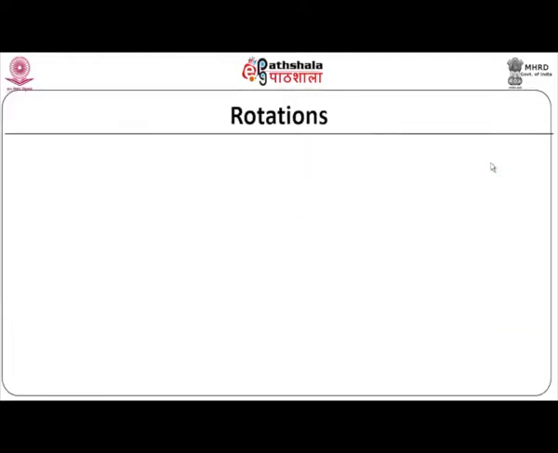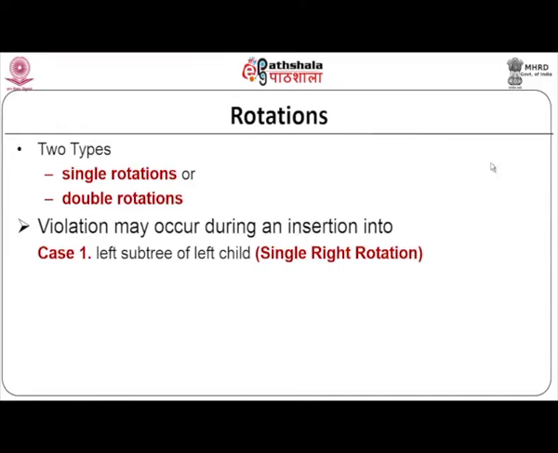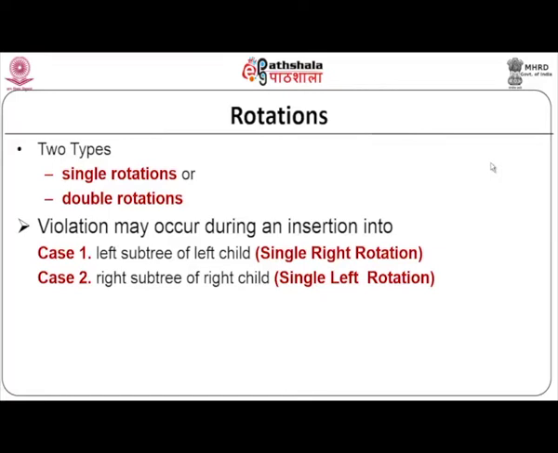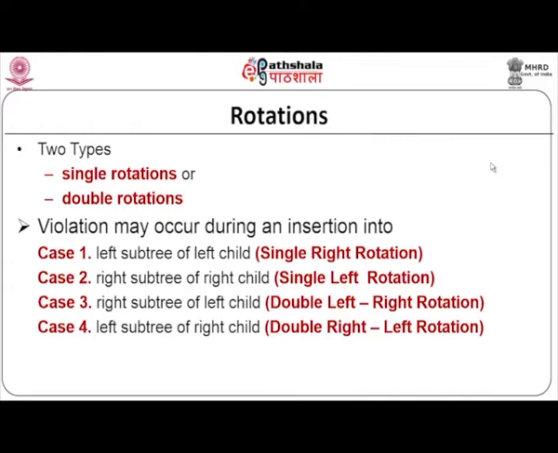Similarly, for left rotation. Now, again there are two types of rotation, single rotation or double rotation. Violations may occur during insertion into the left subtree of the left child, then we call it a single right rotation. The second case is the right subtree of the right child, then we call it a single left rotation. Case 3 is the right subtree of the left child, a double, left-right rotation, and if it is the left subtree of the right child, it is a double right-left rotation. We will go into detail about why we need these types of rotations when we talk about insertion. In this particular module we are talking only about the rotations.